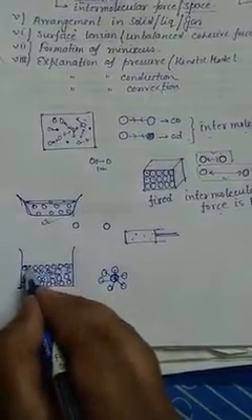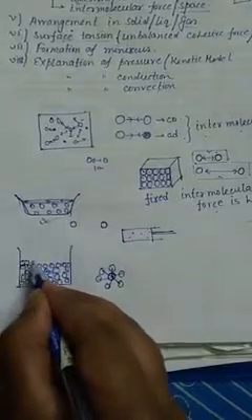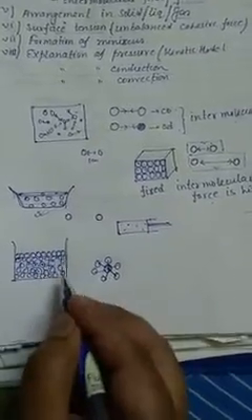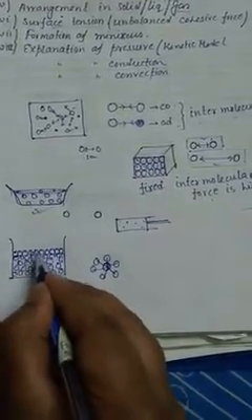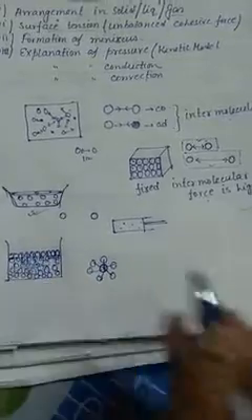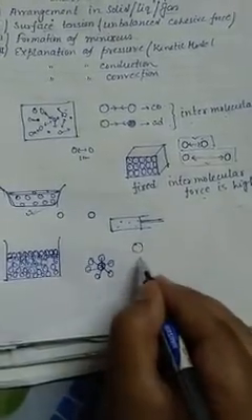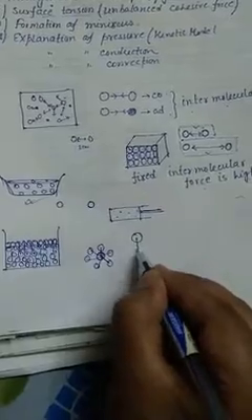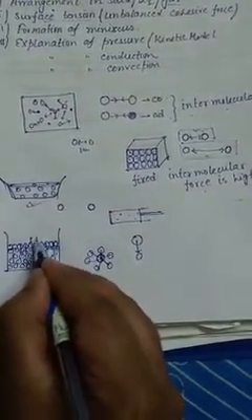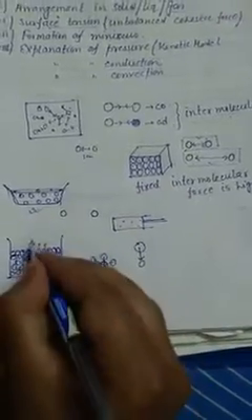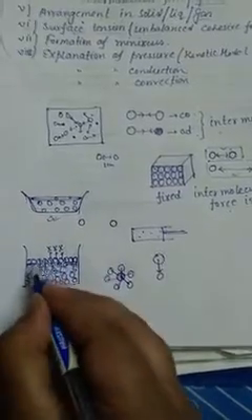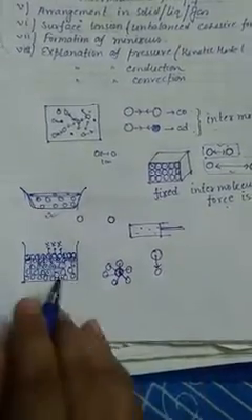Now consider the case of this type of molecules, that means those on the surface. They are basically attracted by the molecules just below them. That means the molecule on the surface is attracted by the molecule just below it, but there is no one to pull it on the upper side, right? No one is pulling it from the upper side. So what is basically happening, they are getting an effective force.